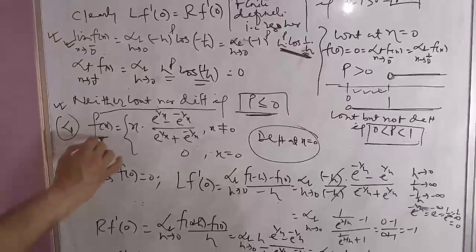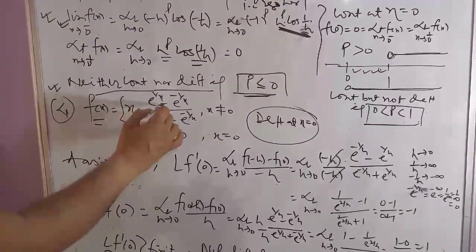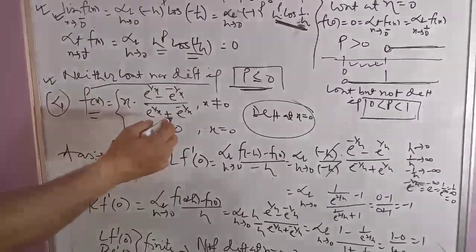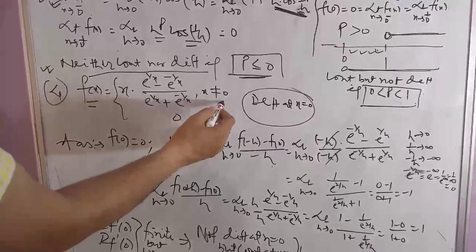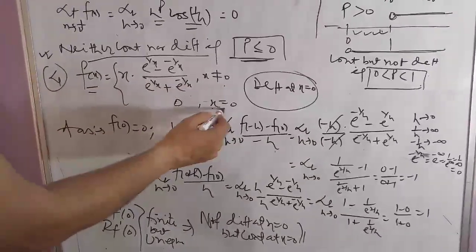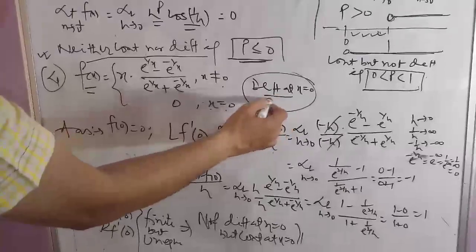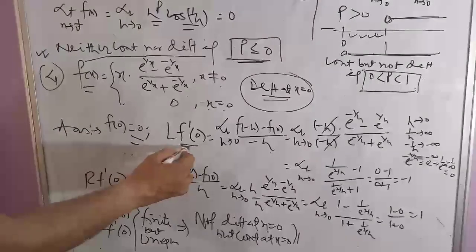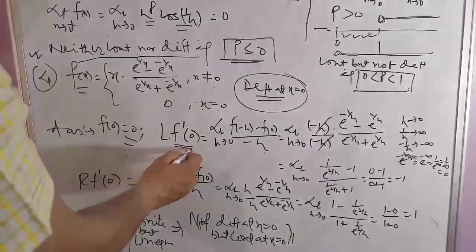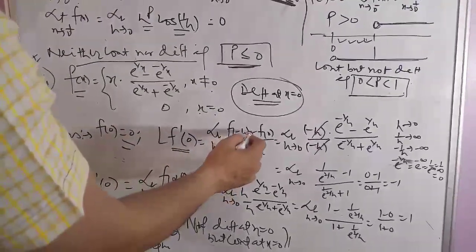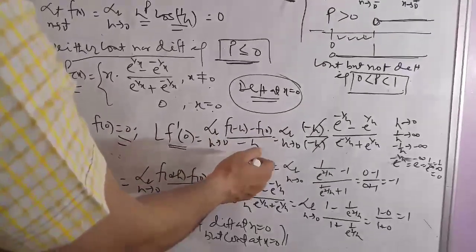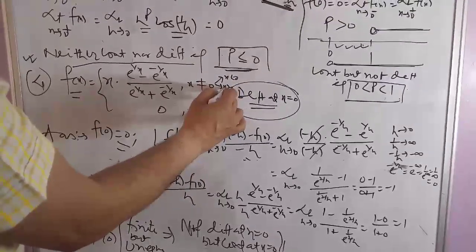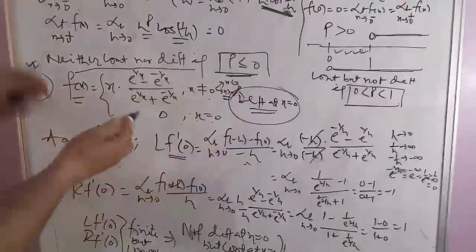Next one: f(x) equals x times (e^(1/x) − e^(−1/x)) upon (e^(1/x) + e^(−1/x)) for x not equal to 0, and 0 when x equal to 0. We have to check differentiability at x equal to 0. f(0) equals 0. Using the formula of left hand derivative at 0: limit h tends to 0 of (f(−h) − f(0))/(−h). Both x less than 0 and x greater than 0 cases are involved in this definition.